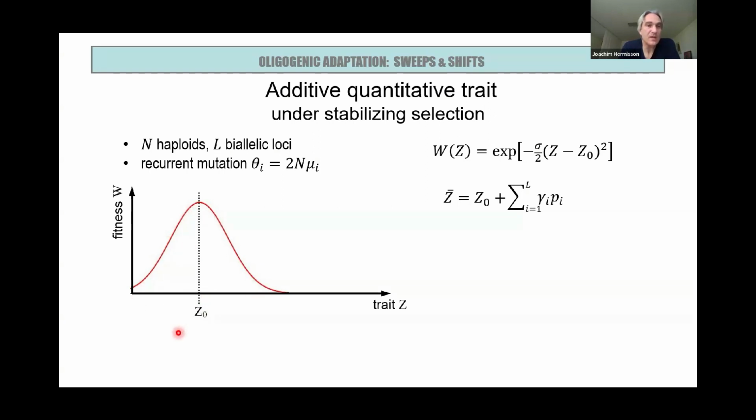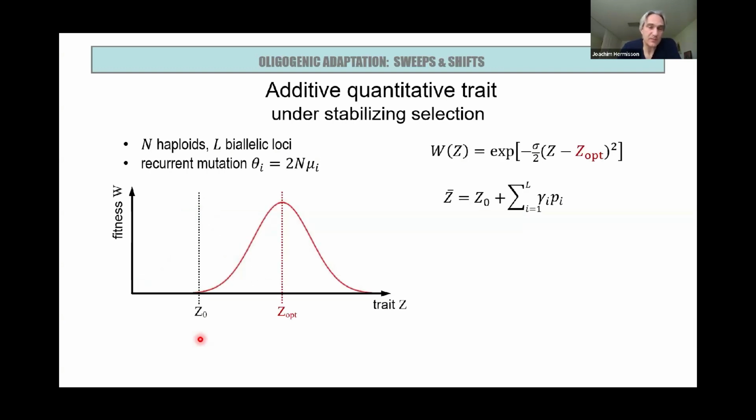So some phenotype distribution here, and a Gaussian fitness landscape here around an initial optimum. And then we will assume that at a certain point in time, with an environmental change, this optimum shifts to a new position. And subsequently, the population will react, and the mean trait will approach this new optimum.